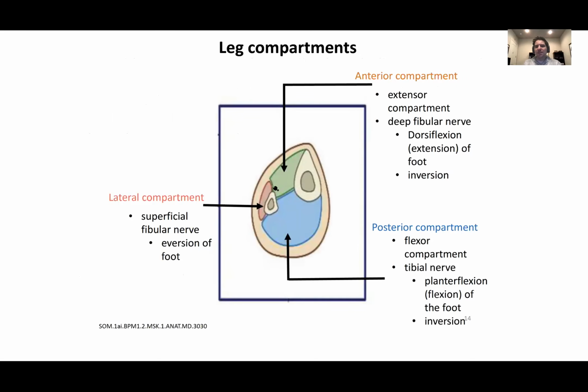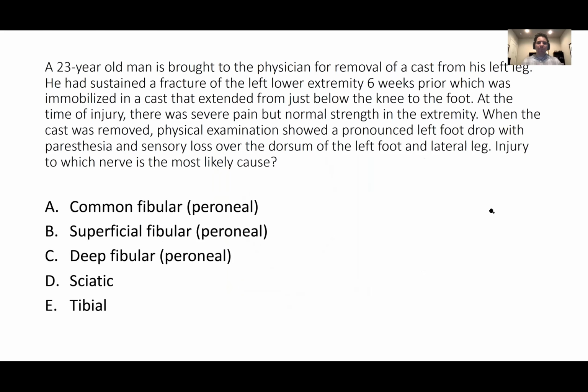So if we look at the different compartments, the anterior compartment is here. It's going to be primarily innervated by the deep fibular nerve. The lateral compartment will be the superficial fibular nerve. Its only real job is eversion. And then the posterior compartment, like we just talked about, is the tibial nerve. So both the deep fibular nerve and the tibial nerve play a part in inversion, right? And like we mentioned earlier, the tibial nerve will help with plantar flexion, and the deep fibular nerve will help with dorsiflexion. Both of these are going to help with inversion. Okay, try this one.